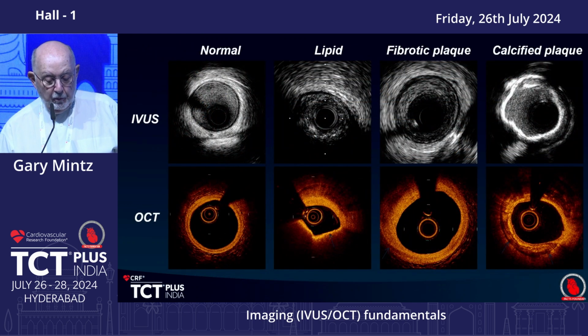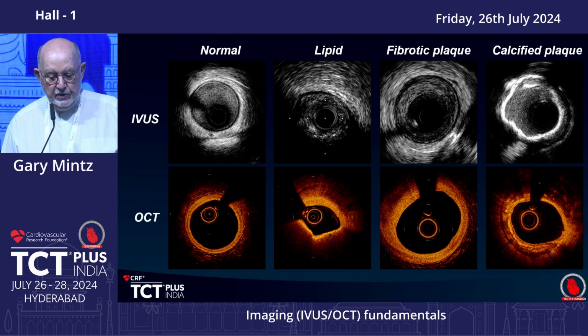Here I've compared normal, lipidic, fibrotic, and calcified plaques by IVUS and OCT. This is normal IVUS, this is normal OCT. This is lipidic IVUS, this is lipidic OCT. This is fibrotic OCT, this is fibrotic IVUS, and this is calcified IVUS and calcified OCT. They both give you a good sense of plaque composition.